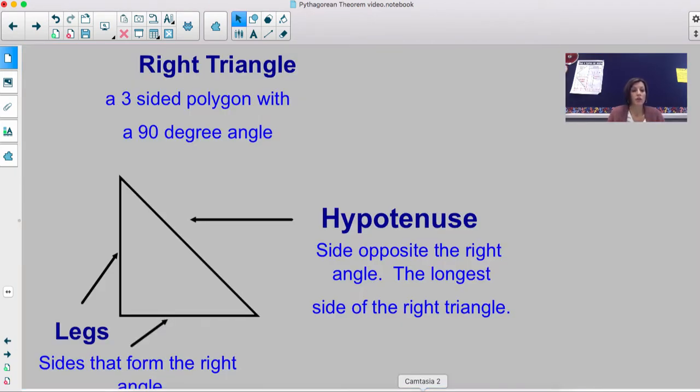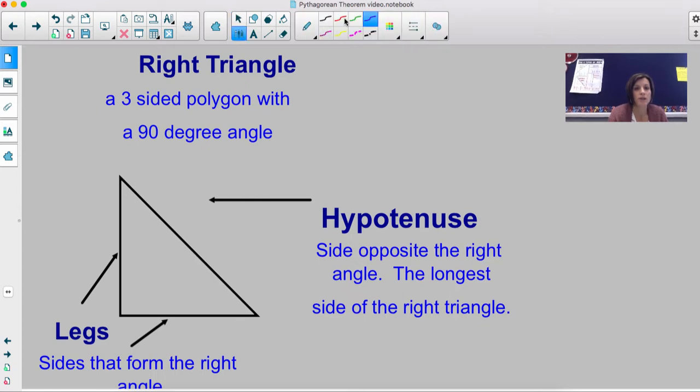We have three vocabulary words that we need to get down before we get started. Right triangle should be the easiest one. A three-sided polygon, we're looking for that box. The box in the corner denotes the right angle. So the 90 degrees formed by two perpendicular lines give us a right triangle.